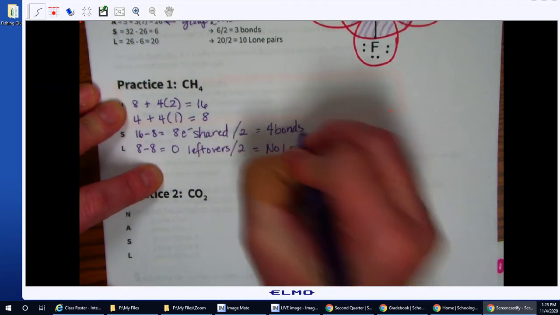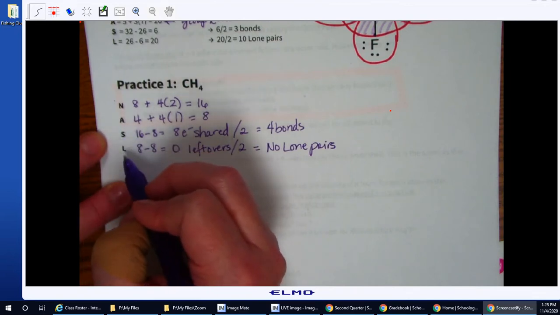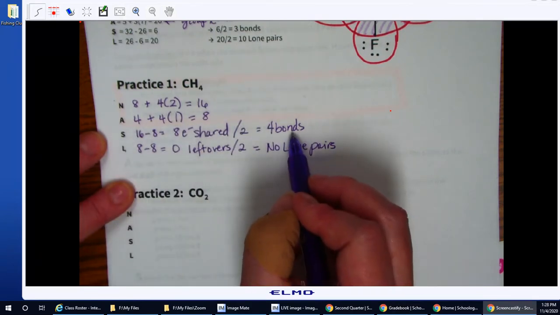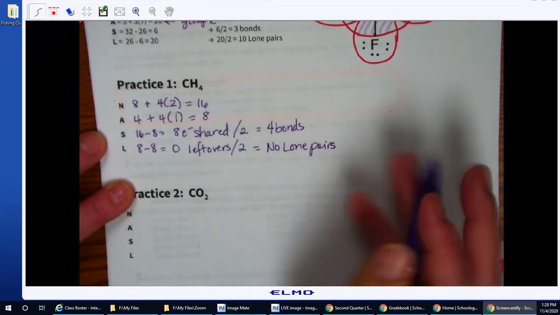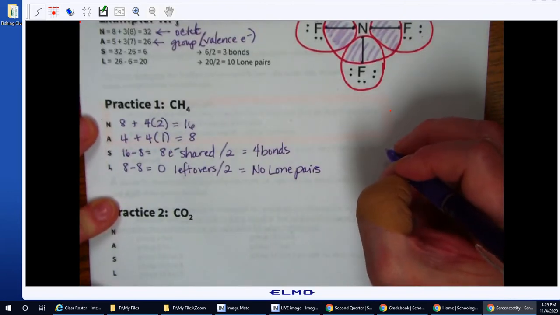And 8 divided by 2 is equal to 4 bonds. So N minus A gives you S. A minus S gives you L. Once you have found S and L, then you divide by 2 to determine how many bonds and how many lone pairs. We're going to draw that.